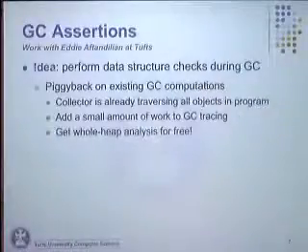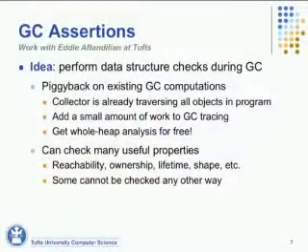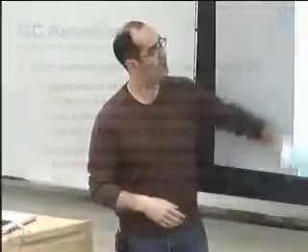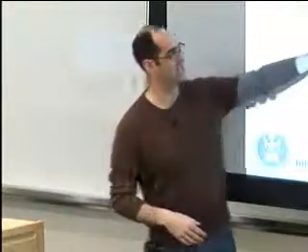Right? So the collector is already traversing all the objects in the system during, let's say, a full heap collection. We'll just add a small amount of extra work to that, and we can collect a lot of interesting information almost for free. I'll show you in more detail what these properties are, but a lot of them are not surprisingly related to reachability and a bunch of related properties like ownership, lifetime, shape.